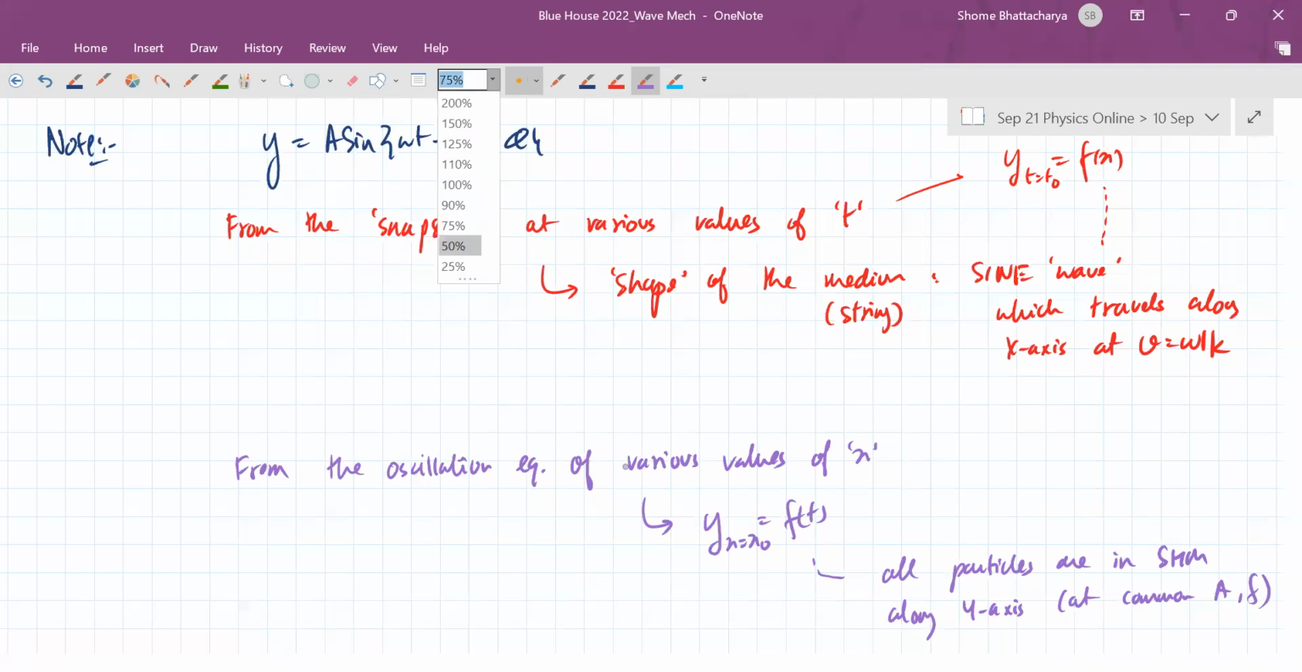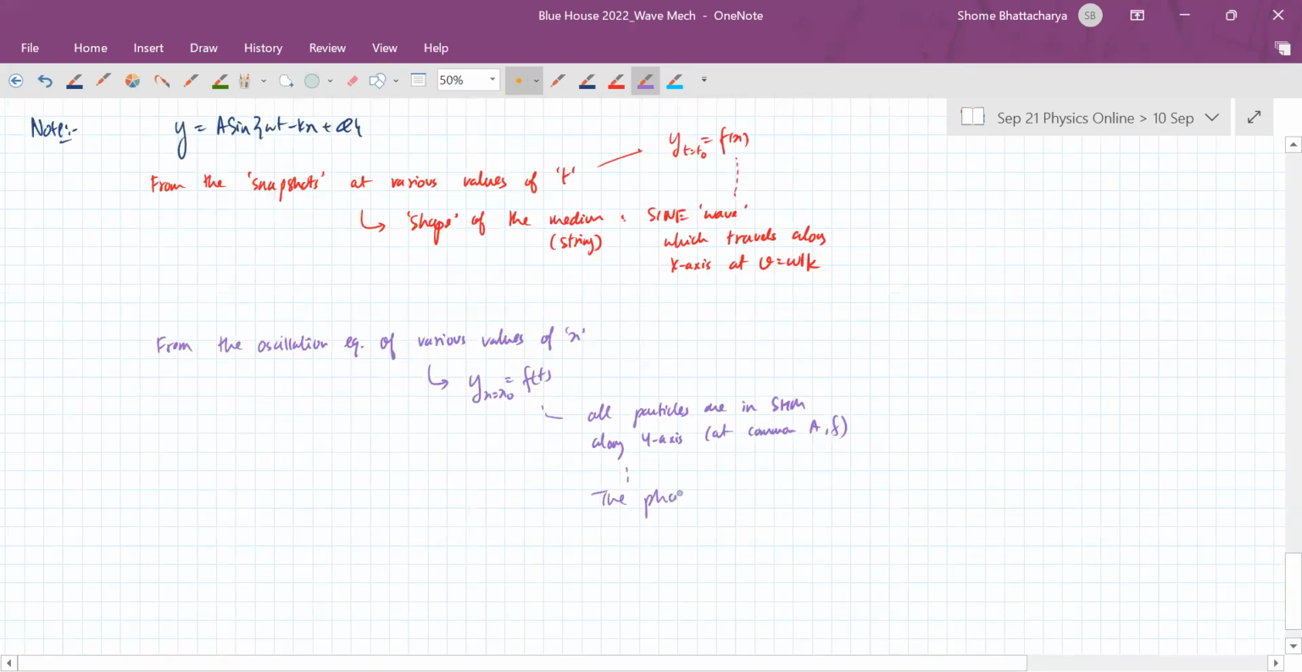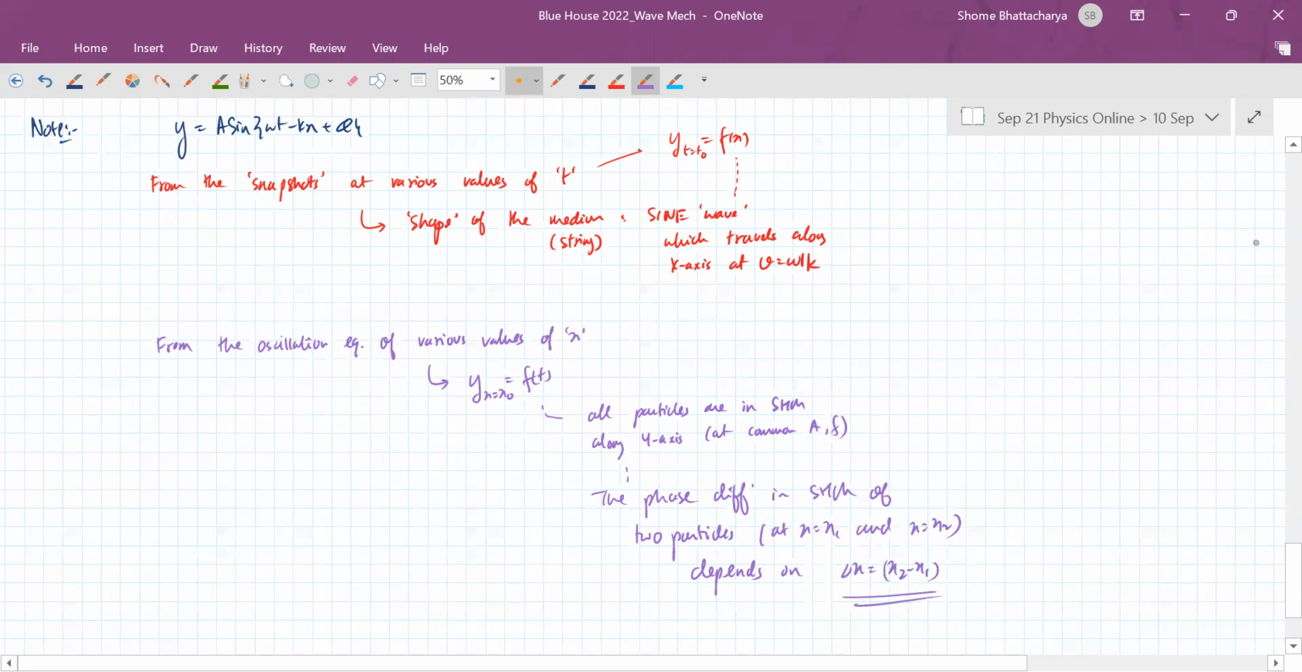Now the most important thing: the phase difference in the SHM of two particles, let's say at x equal to x1 and x equal to x2, depends on the distance between them. Okay, let's understand this term next. So just make a note of this point. So the two interpretations: the snapshot picture interpretation and the value of y as a function of time for a particular x.